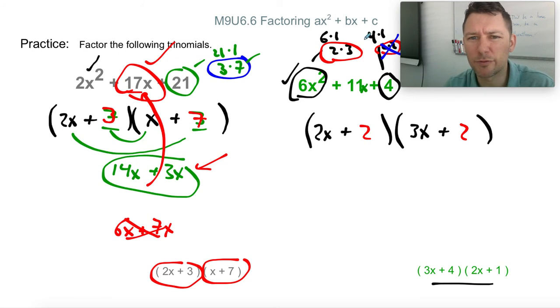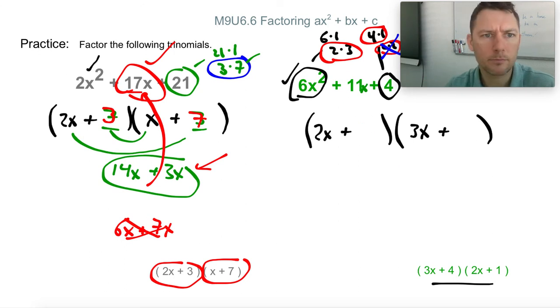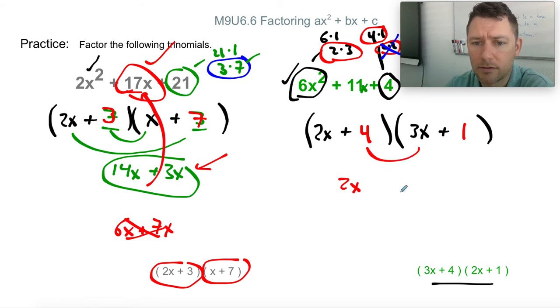I'm going to, just for trial and error sake, try the 4 and the 1. Right, so let's try the 4 and the 1. Here's a 4, here's a 1. Let's see if this gets us any closer. This is 2x, and this is 12x, and that's 14x. That's not what we're looking for.